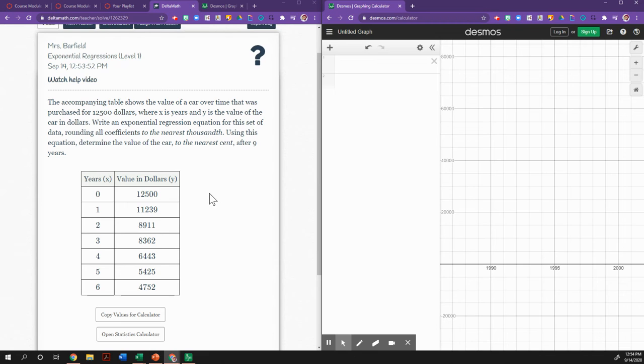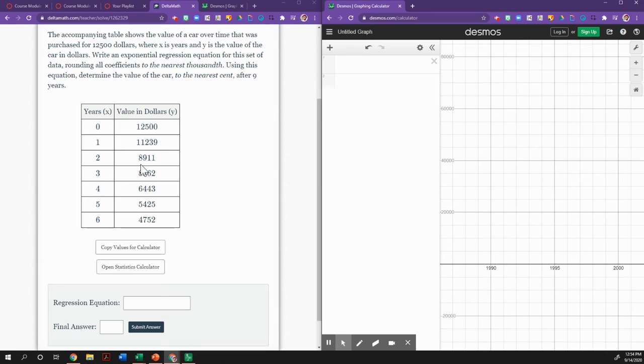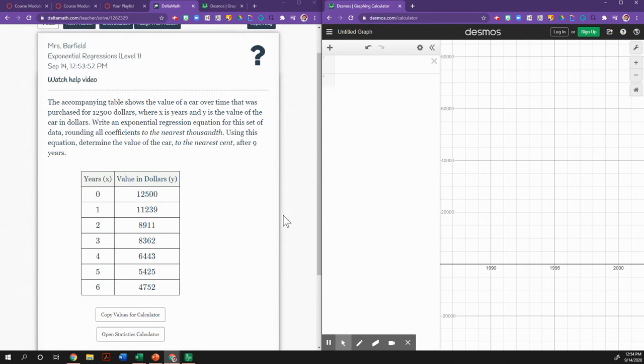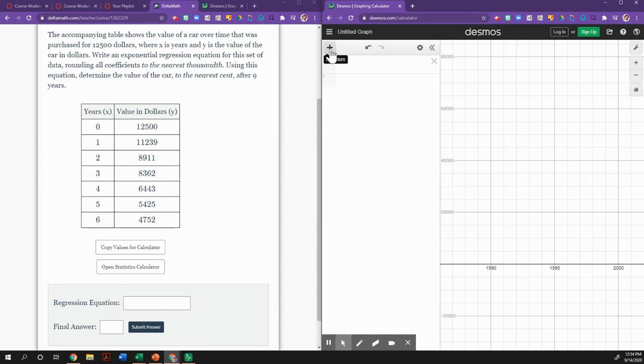Okay, so I'm not doing anything different. They've just given me a bunch of points to type in, and we're going to type all of them in. The more points we type in, the more accurate the equation is. So 0, 12,500, 1, 11,239. I'm going to come back and get the other variable.